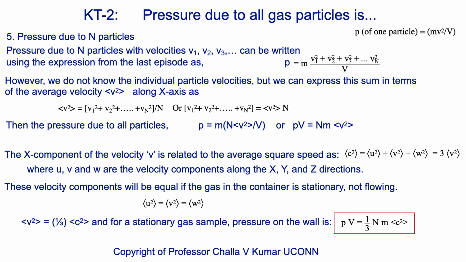Having recognized this, we can say that average c squared is simply equal to 3 times the average squared velocity along any particular axis. We can replace our v squared in the pressure expression that we have derived. So v squared equals 1/3 c squared. Now, since the gas is not flowing, we can simply write pressure times volume in the above expression as N times m times 1/3 c squared. So we call this PV equals 1/3 Nmc squared.